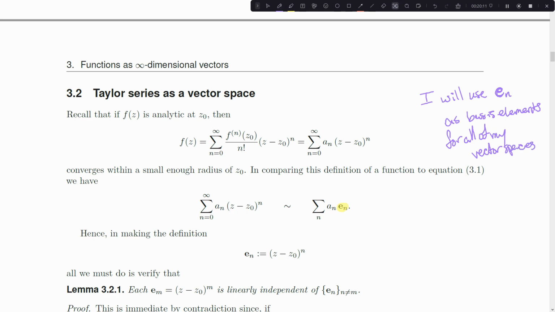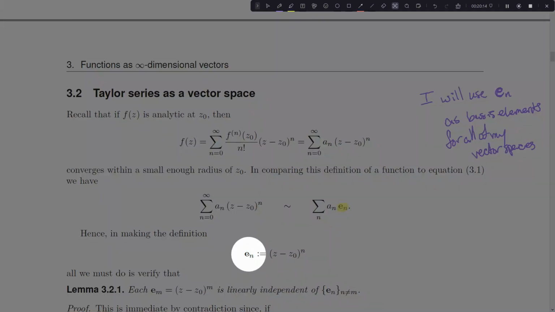And because of that, if we look here, I'm going to make the definition that E sub n, the basis element, is defined as the Taylor series polynomial, the monomial of nth degree. So my basis elements are the monomials of nth degree centered at z0. And then if I jump up to my function, I see that every function is uniquely representable against this basis by its Taylor series coefficients. Those coefficients I'm going to call a sub n. So the Taylor series coefficients exist and they are unique.